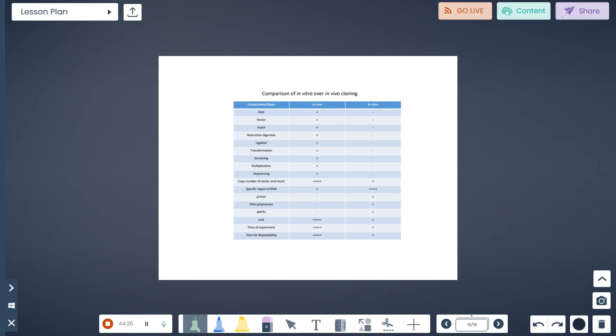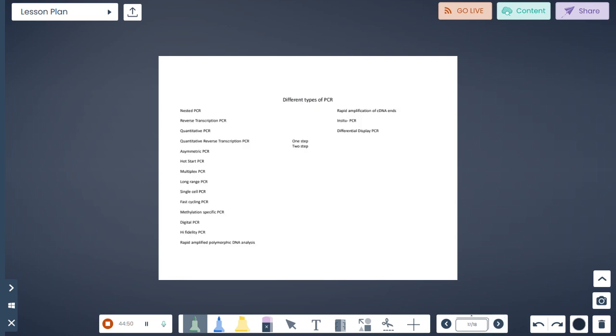Suppose you do in vivo cloning, generally it will take 1 week to get the specific product amplified as millions of copies, but it will again be contaminated with the vector sequence. But in the case of in vitro cloning, the specific region will be amplified into millions of copies in 2 hours. So there are different types of PCR.